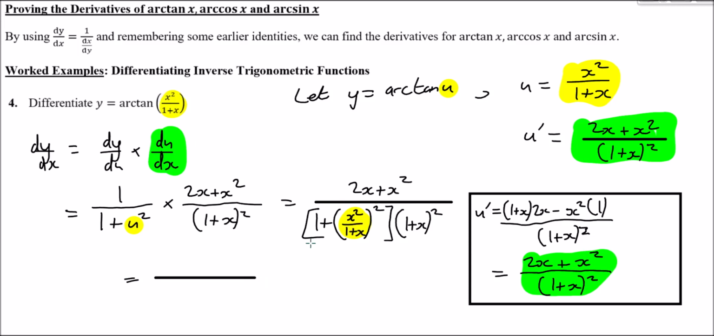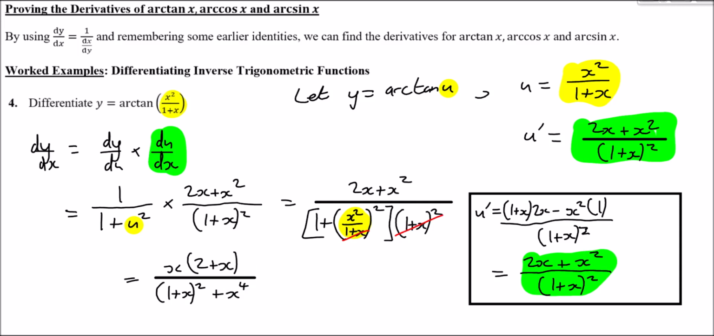Now in the last step we can neaten up this denominator. The top, you can factorise out the x, so I've got x brackets 2 plus x. Then here, 1 multiplied by 1 plus x squared is just 1 plus x squared, all squared rather, and then x squared squared is x to the 4. The denominator 1 plus x squared, when I multiply by this, will cancel. So I'm just left with x squared squared, which is x to the power 4.